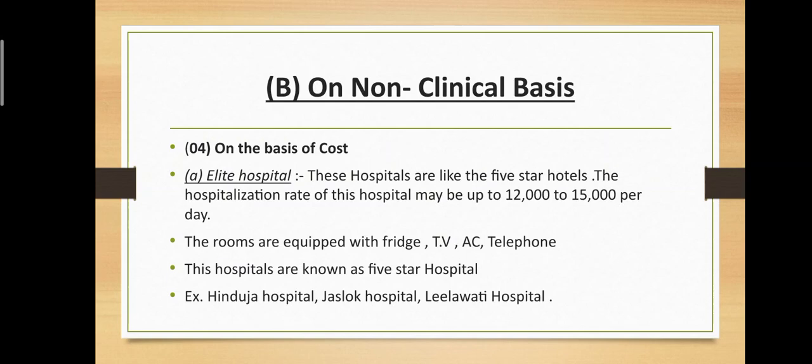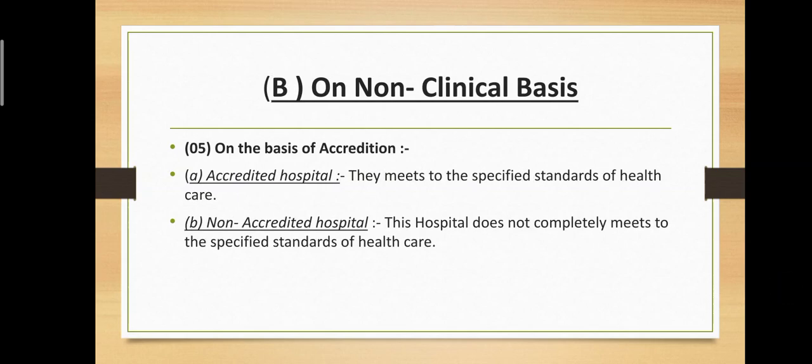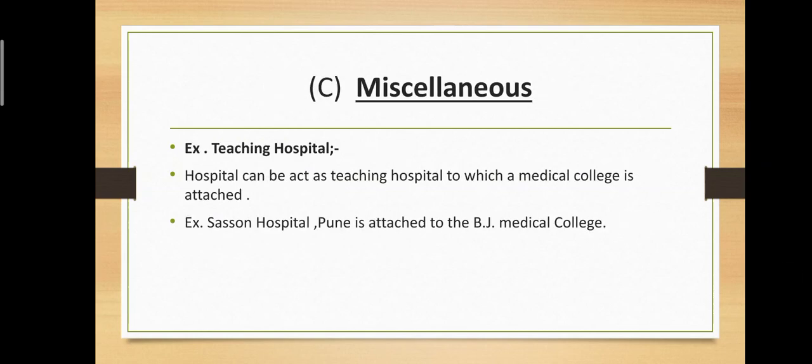Fourth, on the basis of cost, there are 2 types: elite hospital and budget hospital. On the basis of accreditation, accredited hospital and non-accredited hospital. And last one, miscellaneous, means teaching hospital, in which medical college and hospital are connected to each other.